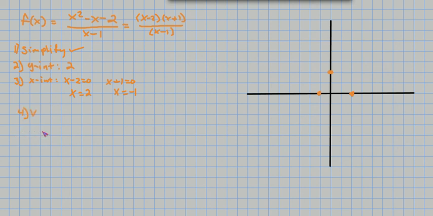That brings us up to our vertical asymptotes, where we let our denominator equal 0 and solve, the same as for finding our domain. If we add 1 to each side, we get x equals 1. So our only vertical asymptote is going to be here at x equals 1.